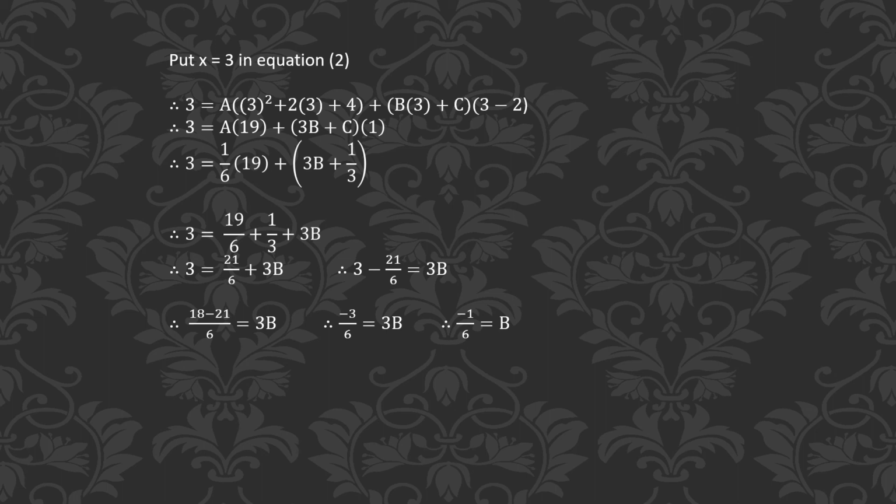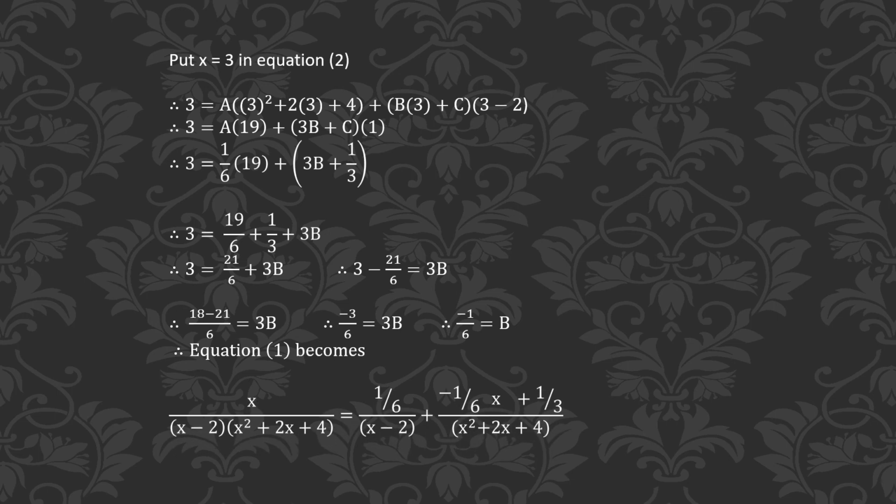Now put the values of a, b and c back in equation 1. So equation 1 becomes x upon (x minus 2) into (x square plus 2x plus 4) equal to (1 upon 6) upon (x minus 2) plus ((minus 1 by 6)x plus 1 upon 3) upon (x square plus 2x plus 4).